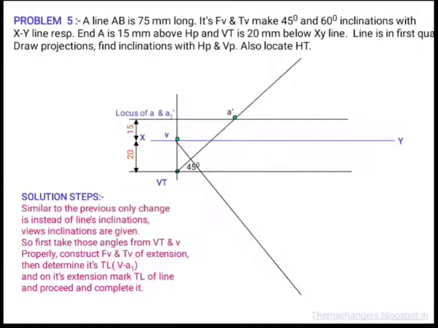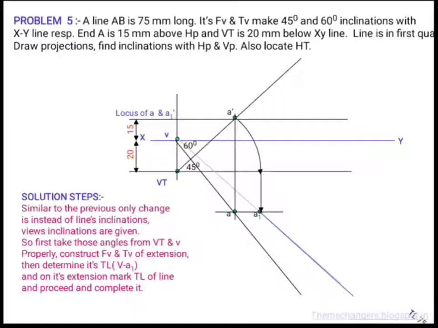Another line which is inclined at 60 degrees is drawn through V, and A dash can be located on the same vertical projector which is passing through point A dash. We can rotate this A dash, make it horizontal, and project it downward to get the intersecting point on this locus line. Now I can join the point A1 with V. That will be the true length line.